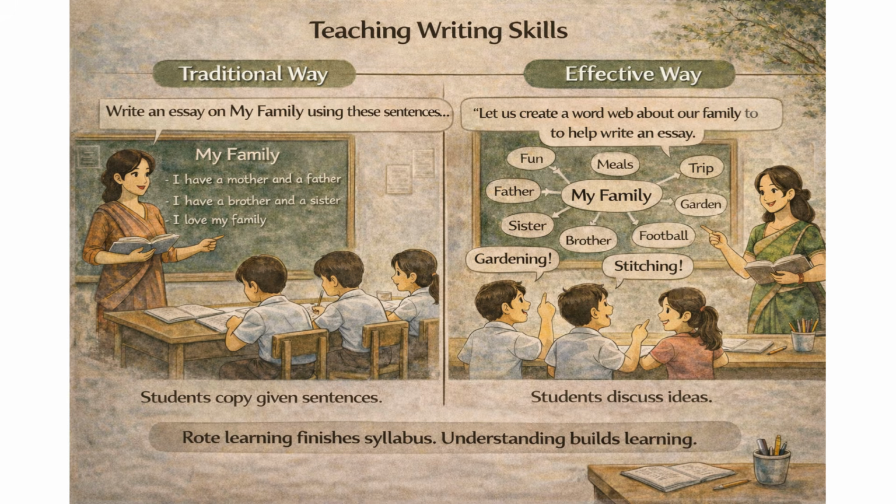In this slide, we see the difference between teaching writing as a task and teaching writing as thinking. On the left, the teacher asks the students to write an essay on my family using fixed sentences. Students simply copy. They complete the work, but they are not really thinking, imagining, or expressing. On the right, the teacher first helps the students generate ideas. Children talk about their family, share experiences, and create a word web together. Now, when they write, the words come from their own thoughts. This is the shift from copying sentences to expressing ideas.